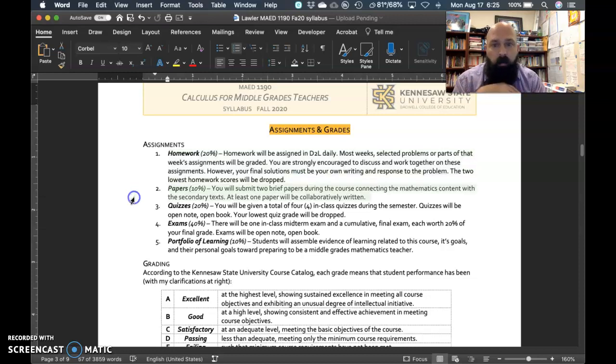In addition, you'll write 2 brief papers, and I'm thinking 1 to 2 pages max for each. They will be directly related to the books that we're reading in the class. One of these 2 papers will be collaboratively written with a partner. I'm going to spread out 4 quizzes throughout the semester. They will be done, as I plan, during class.